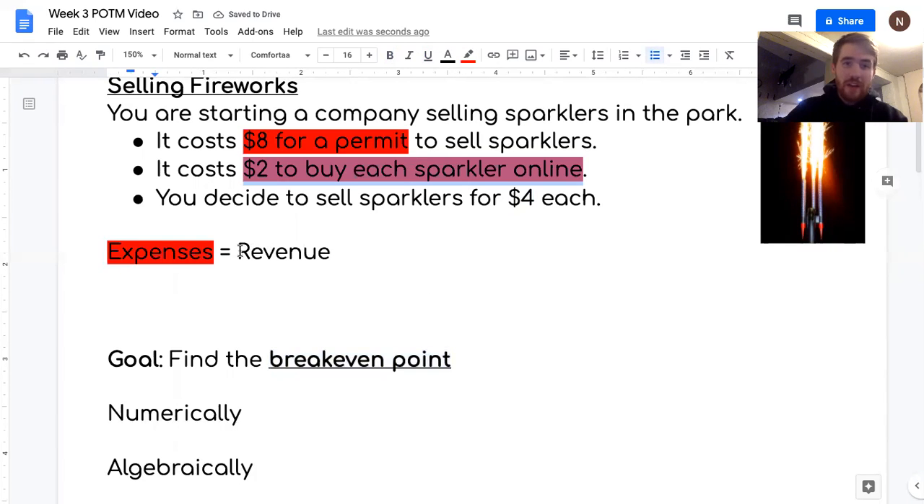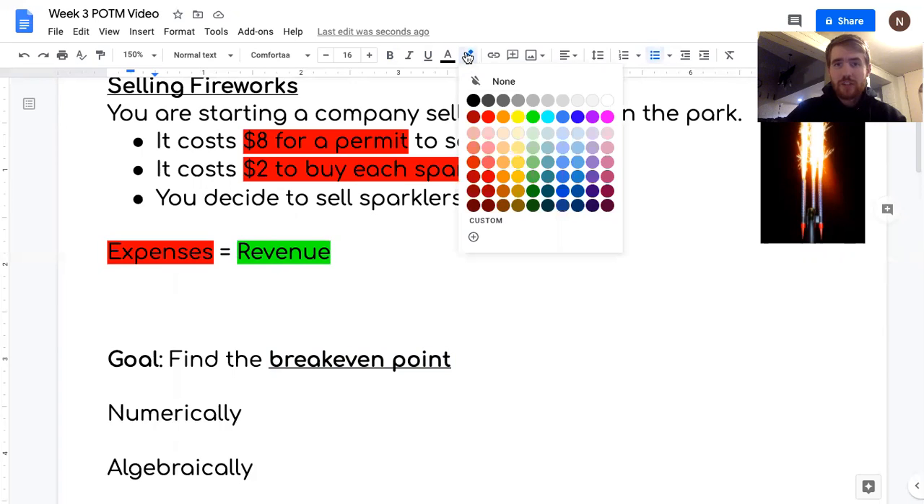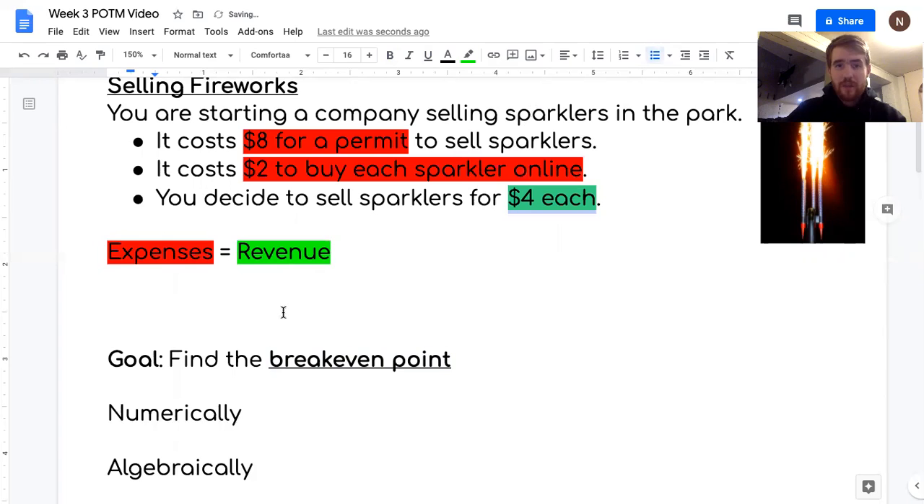The revenue, on the other hand, is the money you're getting. It's the money you get from selling things. It's the good stuff. You want the revenue as big as possible. You want the expenses as low as possible. In this case, the revenue is $4 for each sparkler you sell. So you want to find the break-even point. That's where you're selling the sparklers and you've made enough money that your revenue is the same as your expenses. So you haven't made any money, but you haven't lost any money either.